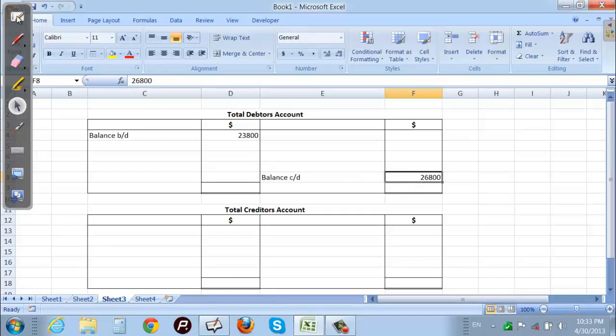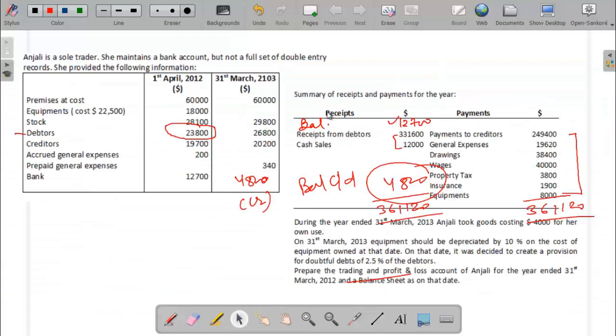Now let's see how much amount we got during the year from the debtors. For that we have to see the receipt side. If you see the receipt side, we got money from debtors. Receipts from debtors $3,31,600. And for this we will pass an entry. We are getting money from debtors. So see the entry for this transaction. Bank account will be debited and debtors account will be credited.